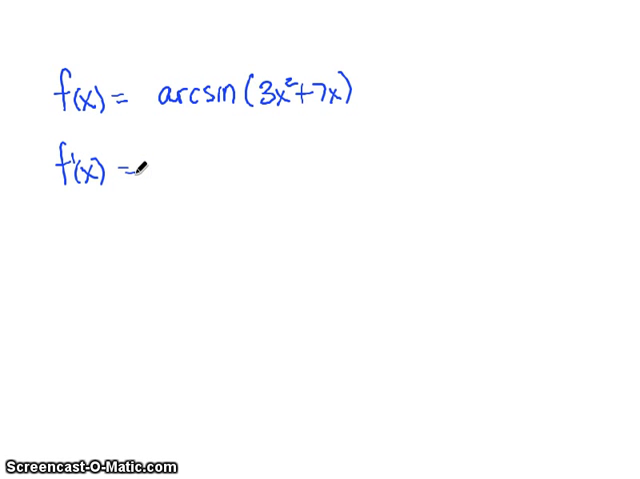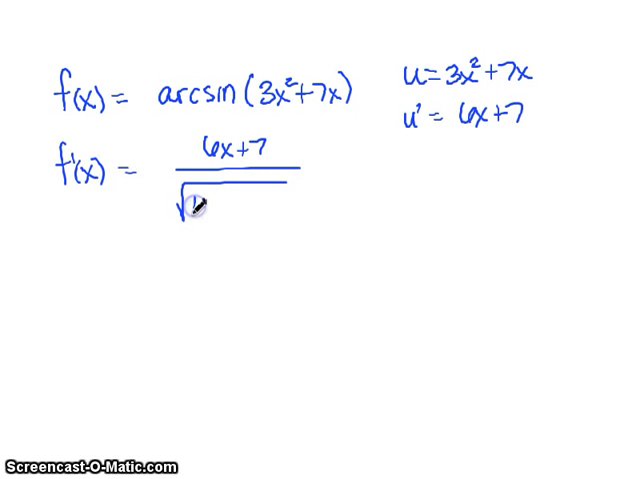So thinking about this for our rule, our u would be 3x squared plus 7x. Our u prime then would be 6x plus 7. So if we take those values and plug them into our rule, we get u prime, so 6x plus 7, over the square root of 1 minus u squared. So we're just going to write the 3x squared plus 7x in parentheses and square it. And then we're going to call it quits on that. We're not going to simplify anything. It's going to be just that. Plug it in and be finished with it.